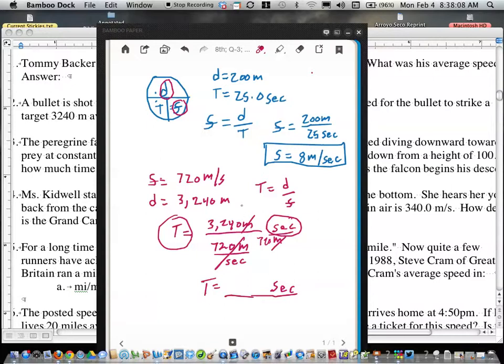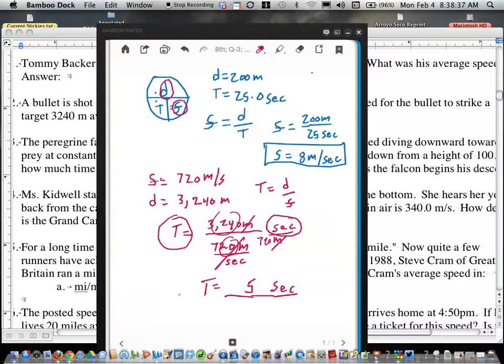Correct. The accuracy of these two numbers right here is only to the ones place. So my answer can only be as accurate as the ones place. So 4.5, tell me how to round it. What's it going to be? Round 4.5 to a whole number. Alex? No. 0.5 and above rounds up. So it's going to be 5 seconds.